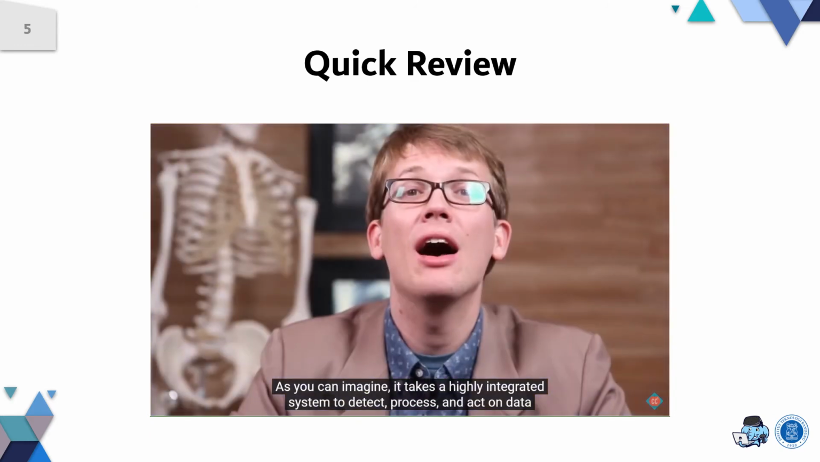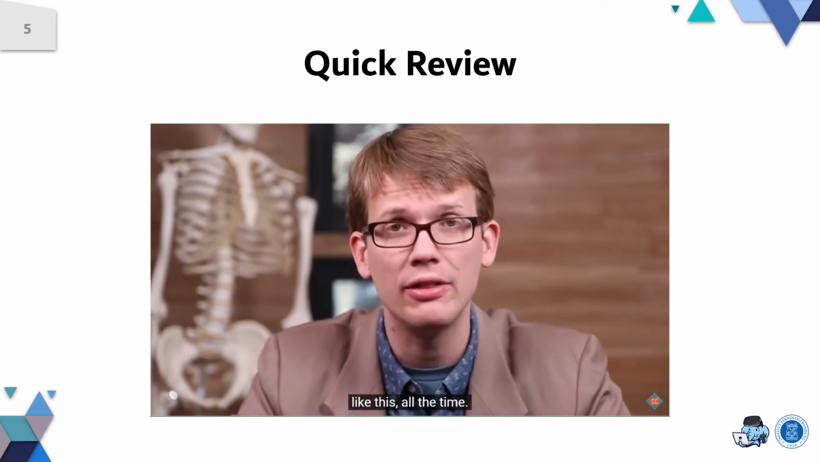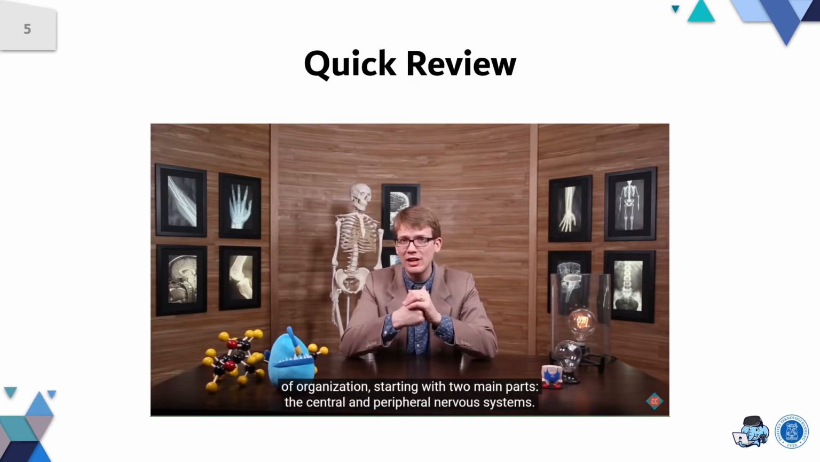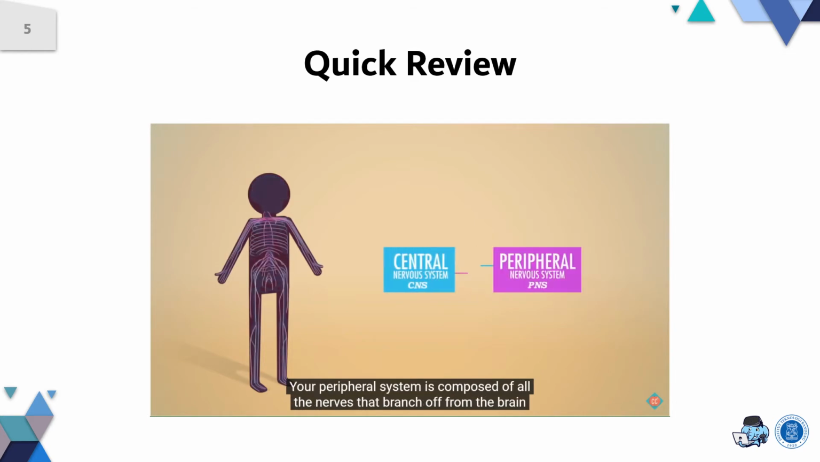As you can imagine, it takes a highly integrated system to detect, process, and act on data like this all the time. And when we talk about the nervous system, we're really talking about several levels of organization, starting with two main parts, the central and peripheral nervous systems. The central nervous system is your brain and spinal cord, the main control center. It's what decided to remove the spider and gave the order to your hand. Your peripheral nervous system is composed of all the nerves that branch off from the brain and spine that allow your central nervous system to communicate with the rest of your body.